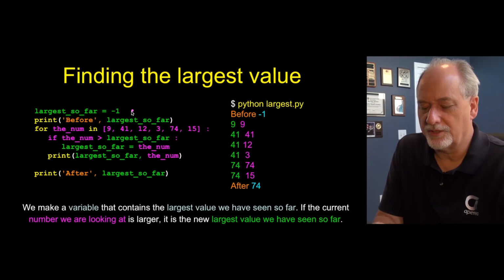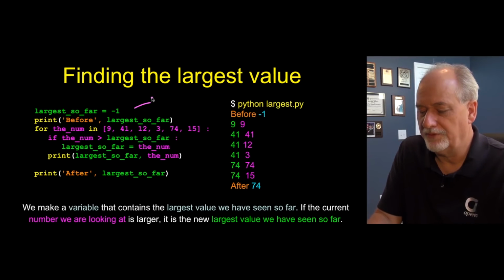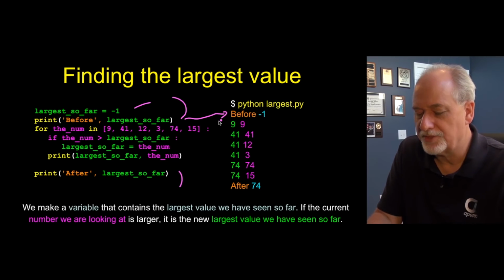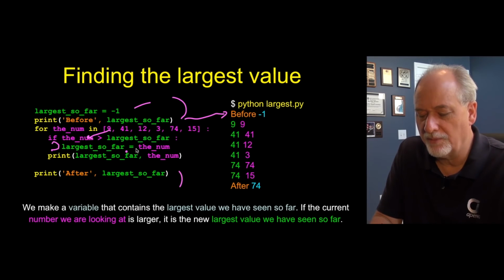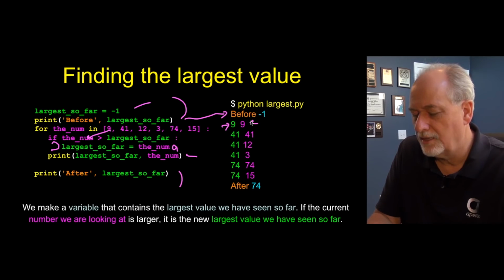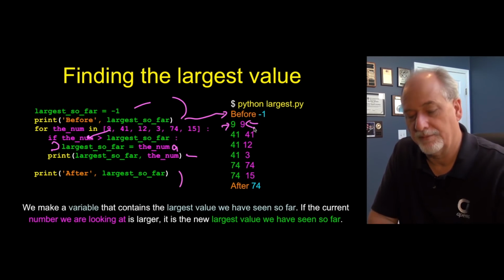So I have this variable called largest so far. I set it to -1. Before the loop, remember there's a loop before and a loop after and a loop in the middle. Before it's -1. So now the num, remember underscores are okay, that's my iteration variable. If 9 is greater than largest so far, well largest so far is -1, so that's true, so this code's going to run. So we're going to remember the new number. So this is 9, and so 9 ends up in largest so far, and then we print it out. And so largest so far is 9 after we saw the number 9.